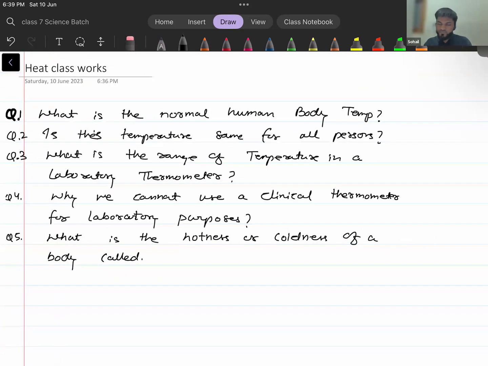Okay, first one is 37 degrees Celsius. No. Minus 10 to 110. Good. Fourth one. Explain fourth one also.